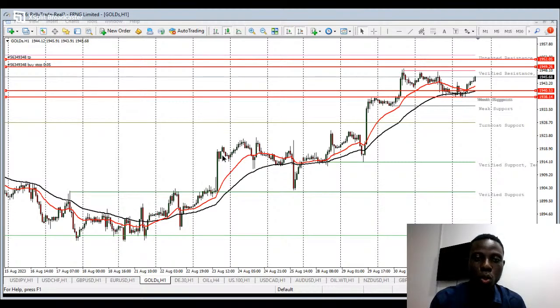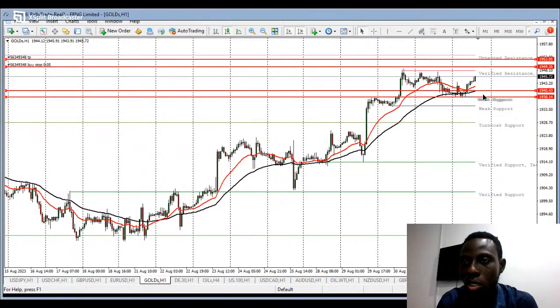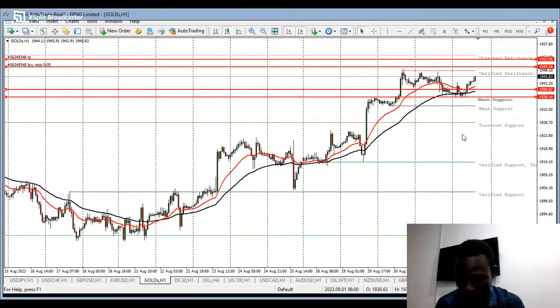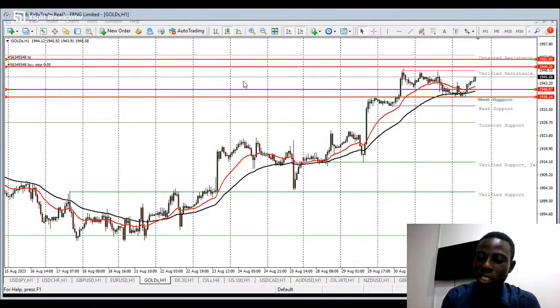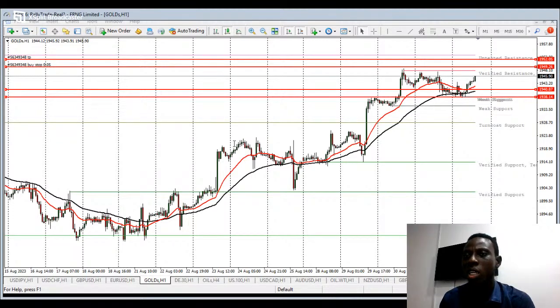My entry price for the sell stop, I think I'll be fine there because you can go up. Entry price for the sell stop is 1940.87, and my take profit at 1938.14. Please, if you are setting your pending orders, ensure not to expose your account to too much risk. Don't use too much, you can maximize profit in the market.